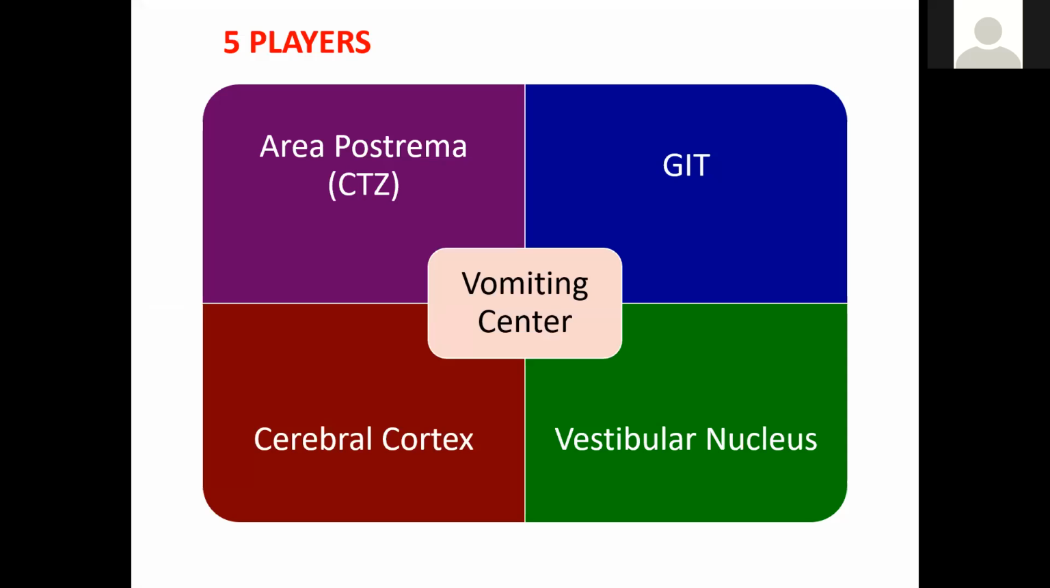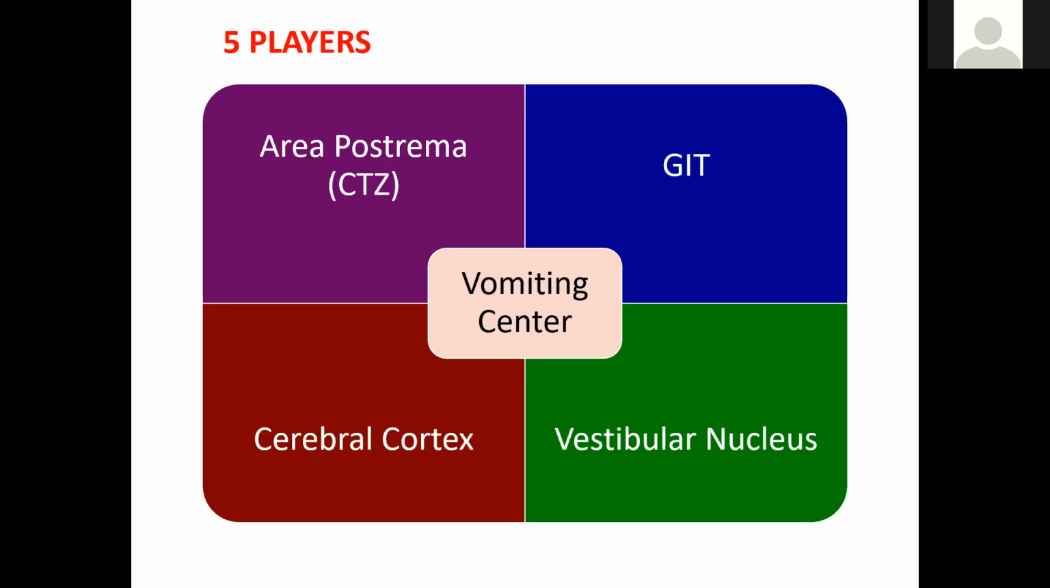So important things that we need to remember, there are 5 key players in this show. When you are dealing with nausea and vomiting, these are the 5 players that you have to remember. The first one, the important part, is the vomiting center. Of the 5, the important player in this game is the vomiting center, and the 4 other supporting players are the CTZ, that is the chemoreceptor trigger zone, and receptors in the GIT, receptors in the cerebral cortex, and in the vestibular nucleus.